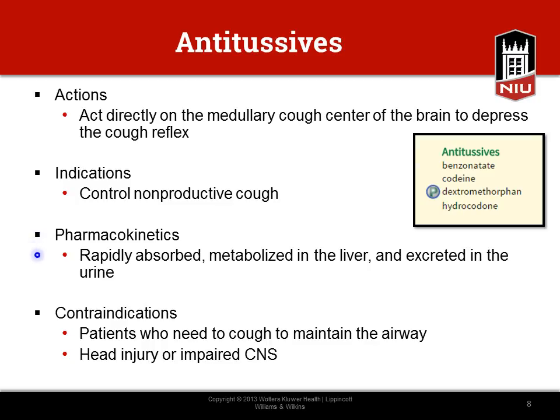Pharmacokinetically, antitussives are rapidly absorbed, metabolized in the liver, excreted in the urine. They are contraindicated in somebody who needs a cough to maintain an airway. Losing an airway is bad. It's also contraindicated in severe head injuries or somebody with impaired CNS. Again, we are working up in that medullary cough center in the center of the brain.